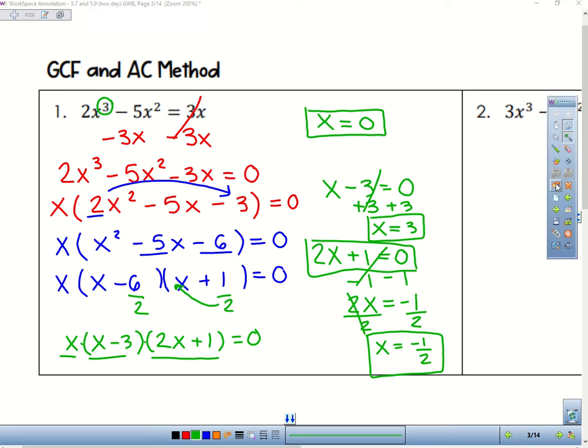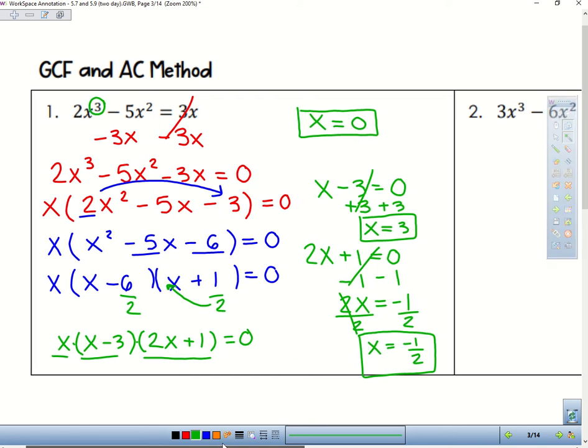So that means that if you were to graph this on Desmos, this equation, you would have 3 x-intercepts that occur on these 3 numbers. Okay, that's how it applies to the graph.